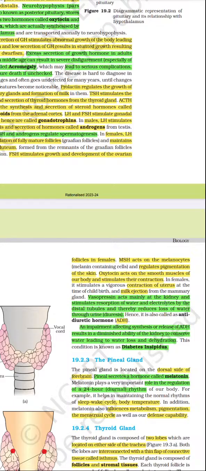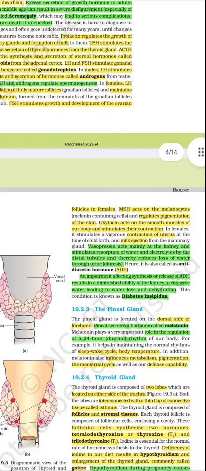From the mammary gland, vasopressin acts mainly at the kidney and stimulates reabsorption of water and electrolytes by the distal tubules and thereby reduces loss of water through urine, diuresis. Hence, it is also called antidiuretic hormone.